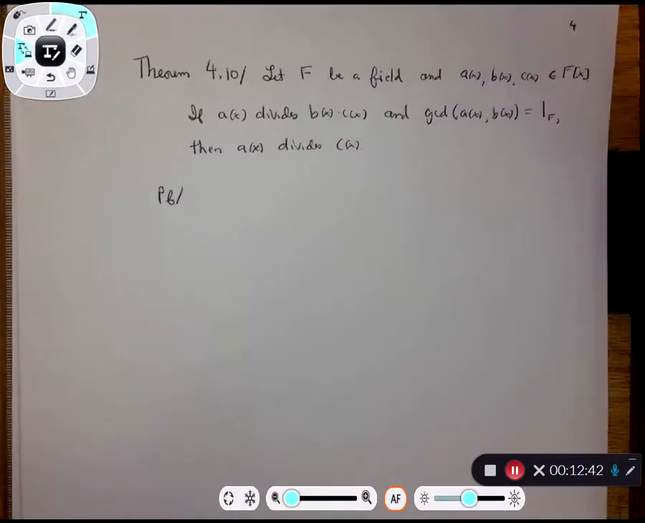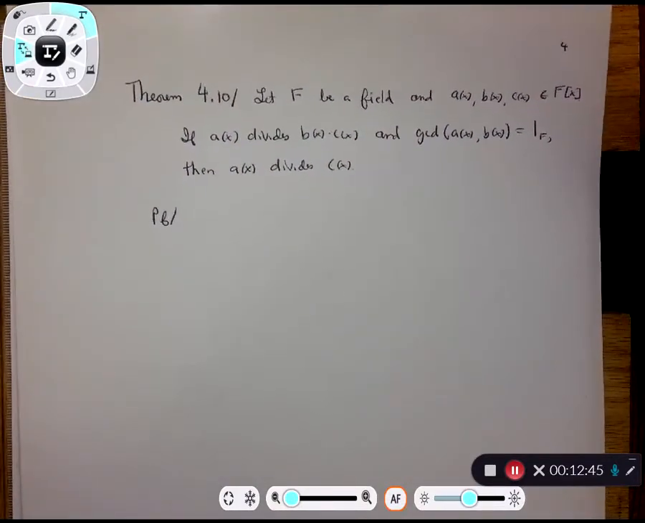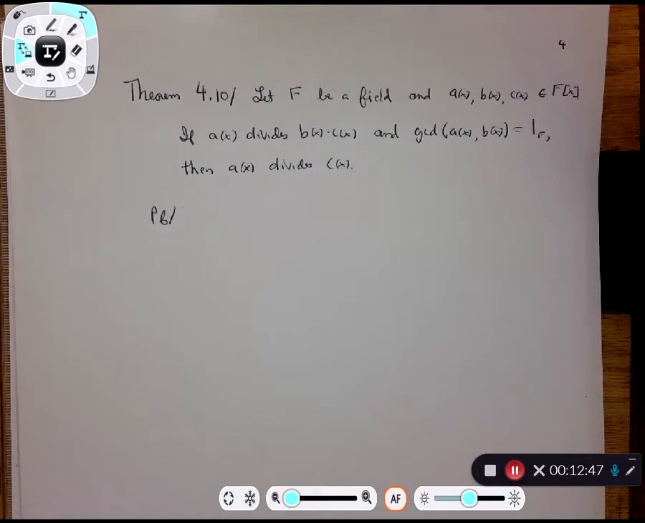Here is a problem very similar to whatever kind of homework problems I give you guys on this material. Again, catch a pattern, and the pattern is going to be chapters 1 and 2 again. Theorem 4.10 says this: let F be a field, and a(x), b(x), and c(x) be elements in F[x]. These are polynomials in F[x]. If a(x) divides b(x) times c(x), and the GCD of a(x) and b(x) is equal to 1, they're relatively prime, then a(x) divides c(x).